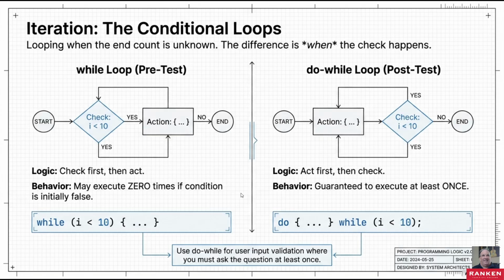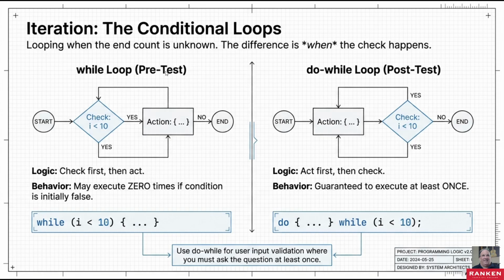Okay, the conditional loops. So there's different kinds of loops. And we're going to get into loops tomorrow. We're not going to really be doing too much with loops today as far as the demonstrations I have planned. But conditional loops: looping when the end count is unknown. Okay. The difference is when the check happens.